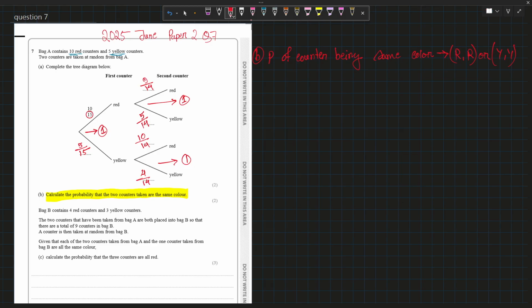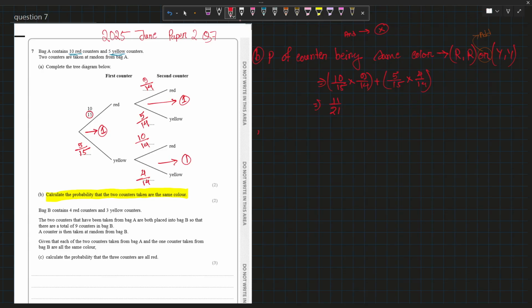So it's going to be 10 by 15 times 9 by 14, and then I add, because it's an OR. By the way, OR means add, and AND means to multiply. All right, so keep that in mind. And then yellow and yellow, so 5 by 15 times 4 by 14, this will give us 11 by 21, which is the correct answer.